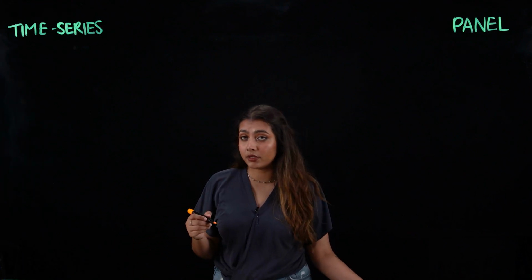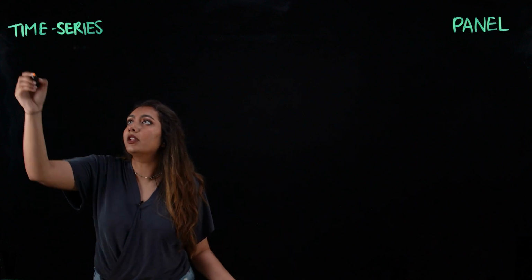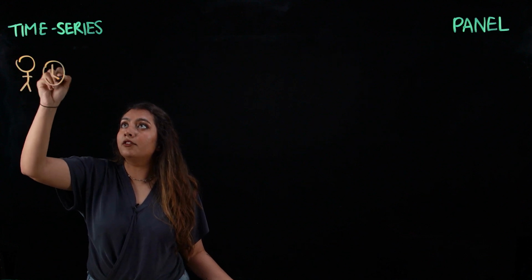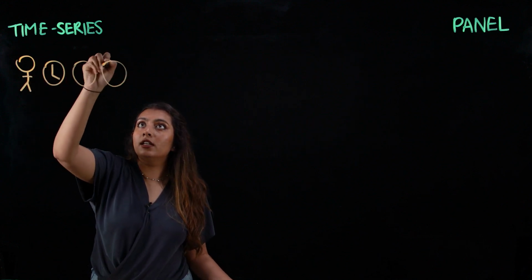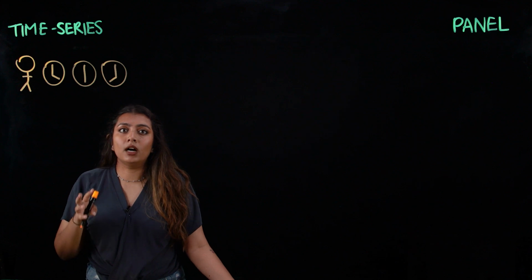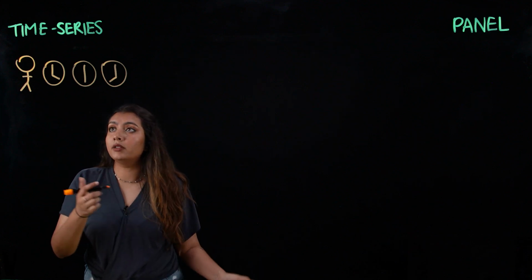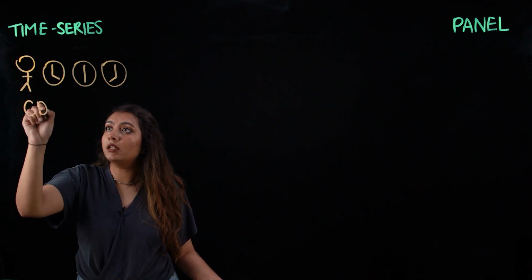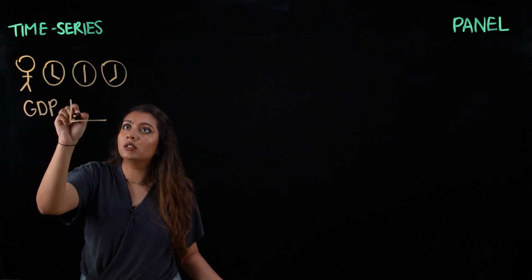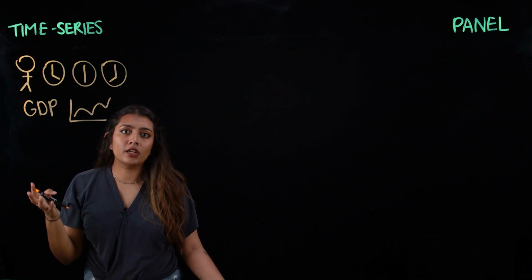The first type of data that we're going to look at is going to be time series data. Now, what is time series data? This is going to be a single or multiple observations over an interval of time. So that could be one person, we can name him Bob, over, let's say, 4 o'clock, 6 o'clock, and 8 o'clock. Another example that you might get in your data would be something like GDP data or stock prices.